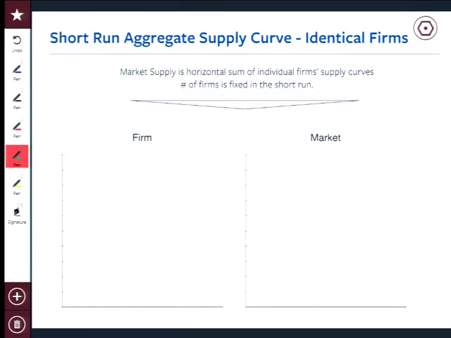And now we want to go from one firm to a market supply curve. So the market supply curve is simply the sum at any given price of what an individual firm wants to produce plus what the next firm wants to produce at that price, what the third firm wants to produce at that price, and so on. So the market supply is simply the horizontal sum of individual firms' supply curves.